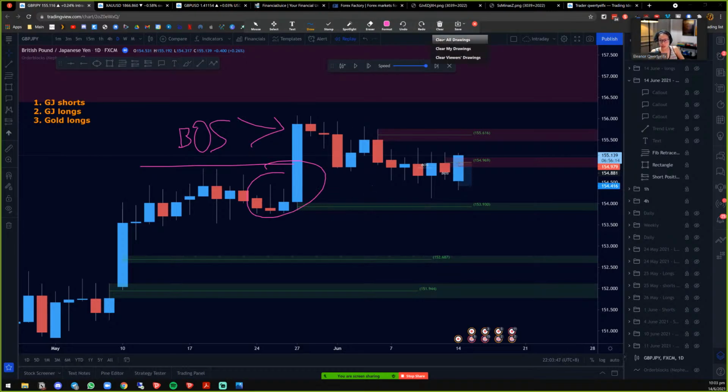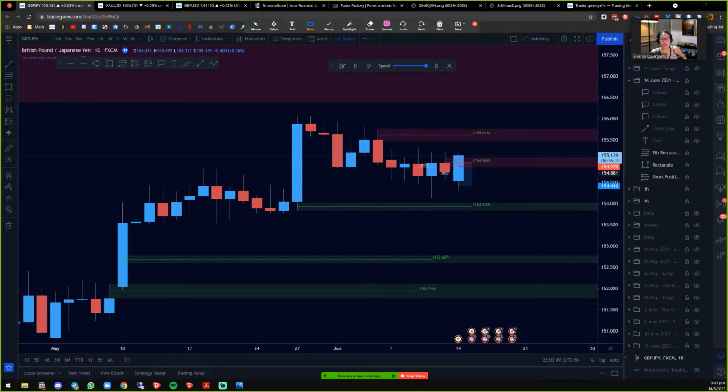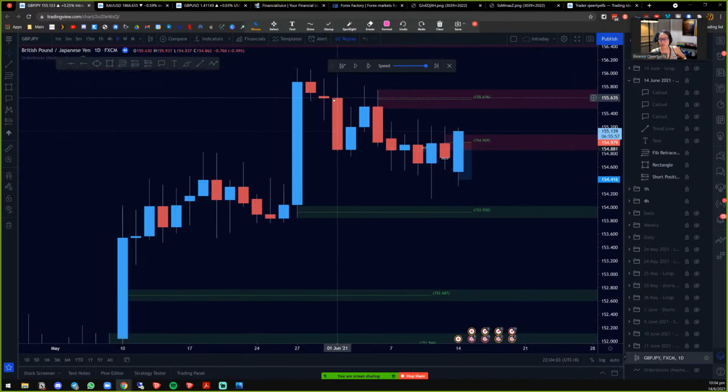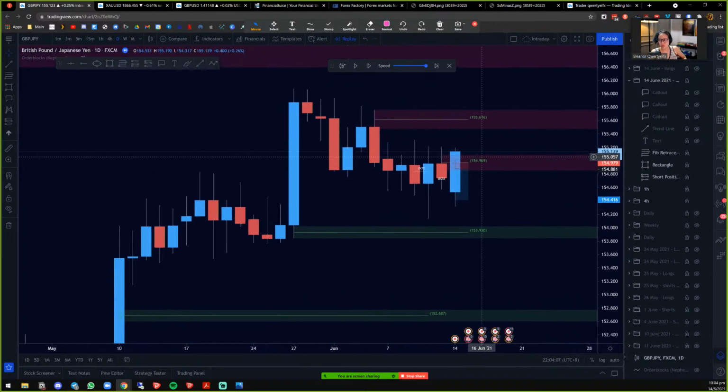For me, this area here on the daily is my daily demand zone. On the higher time frame, I know that price is slowly going to trade towards this demand zone, and that's exactly what it's been doing the past two weeks. Because it's a daily time frame, obviously the pullback is going to take some time. It's not going to be one swift move down.